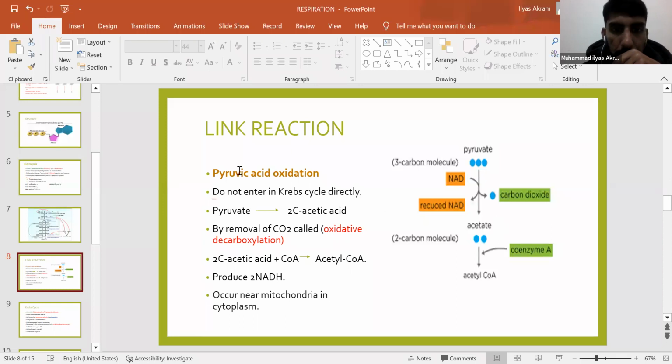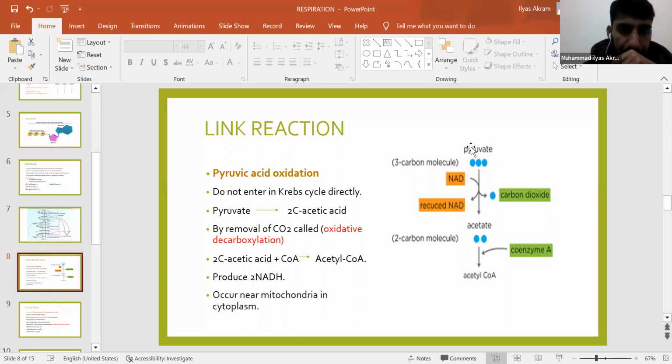So the pyruvate formed in glycolysis does not enter the Krebs cycle directly. It has to be converted into 2-carbon acetic acid by the removal of carbon dioxide from it. So when we remove the carbon dioxide from it, it will form a 2-carbon acetic acid molecule by the reduction of NAD. So it will form NADH.